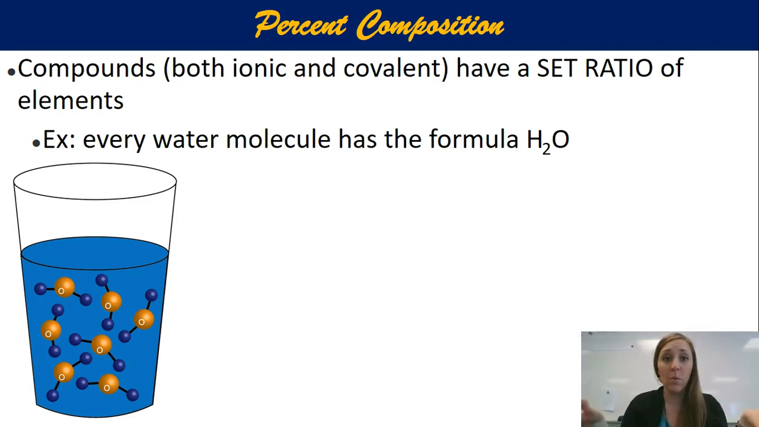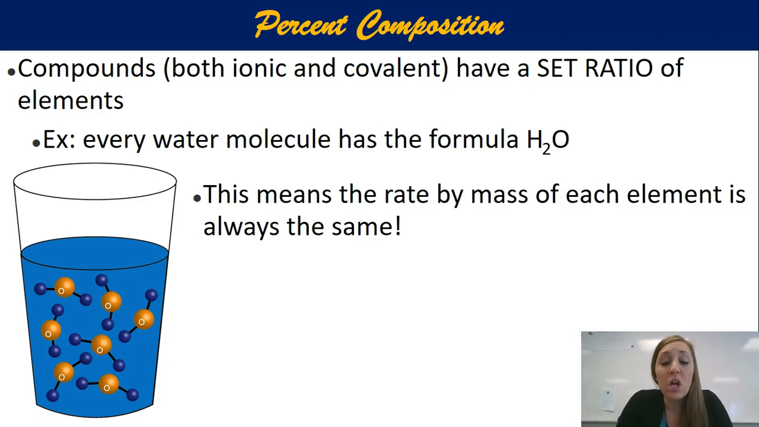Always. Okay, so that means that the ratio by mass of each element is always the same, because every hydrogen atom is always the same size and every oxygen atom is always the same size. So you're always going to have the same percent by mass of hydrogen in every water sample and oxygen in every water sample.